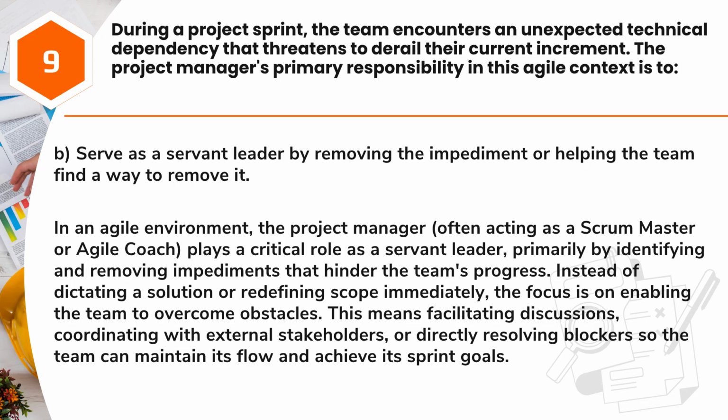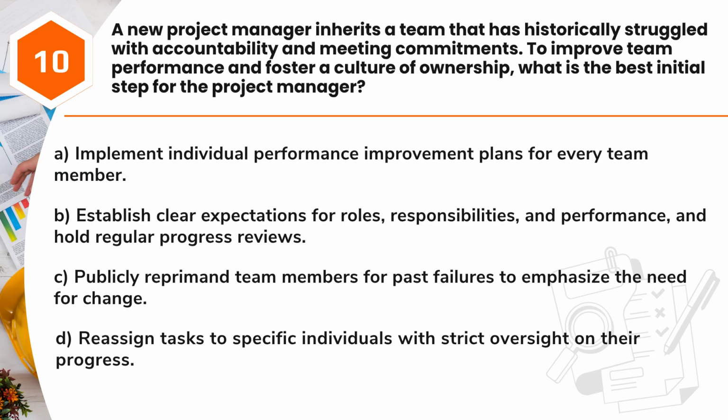Answer: B. Serve as a servant leader by removing the impediment or helping the team find a way to remove it. In an agile environment, the project manager, often acting as a scrum master or agile coach, plays a critical role as a servant leader, primarily by identifying and removing impediments that hinder the team's progress. Instead of dictating a solution or redefining scope immediately, the focus is on enabling the team to overcome obstacles. This means facilitating discussions, coordinating with external stakeholders, or directly resolving blockers so the team can maintain its flow and achieve its sprint goals.